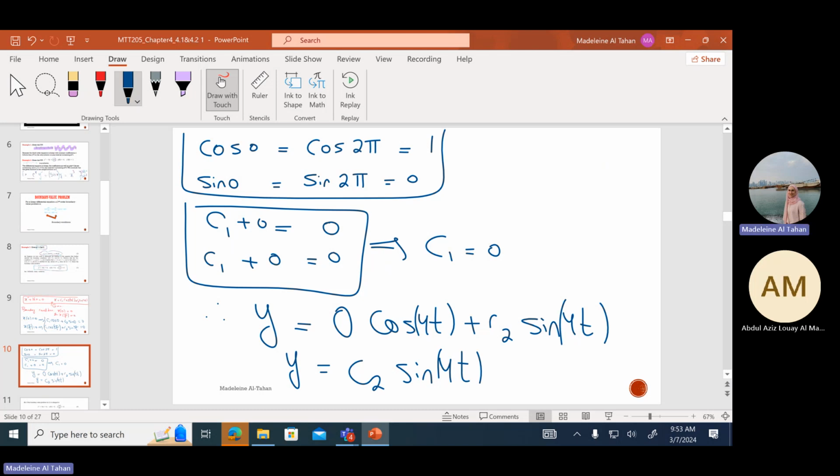Infinite solutions. So this boundary, if it was an initial value problem, we should get a unique solution. Here, as a boundary value problem, what did we get? Infinite solutions. Why? Because whatever the value of C2 is, it will again be a solution. If you want, try 2 sine 4t and 3 sine 4t, both of them are solutions and satisfy the boundary.